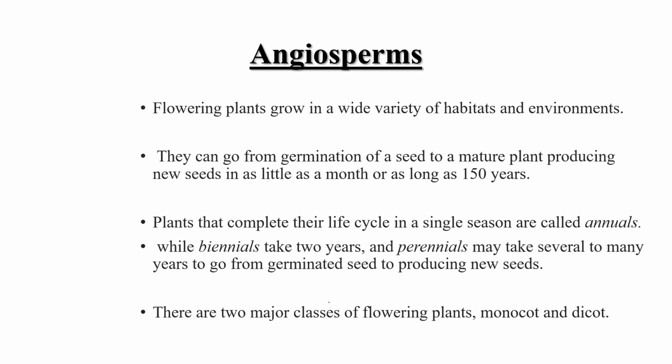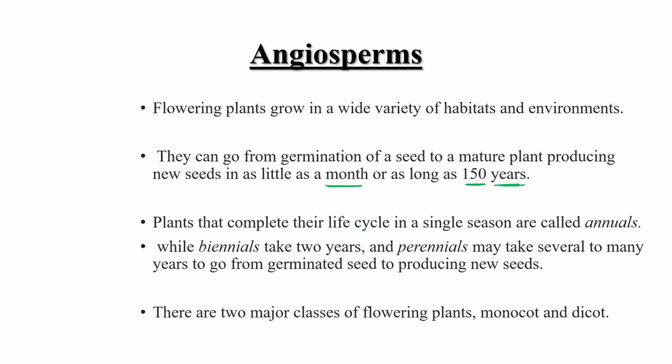Angiosperm is also known as flowering plant. These flowering plants grow in a wide variety of habitats and environments. They can go from germination of a seed to a mature plant producing new seeds in as little as a month or as long as 150 years. So lifespan can vary according to the type of plant, type of angiosperm, or the type of habitat in which they are growing.